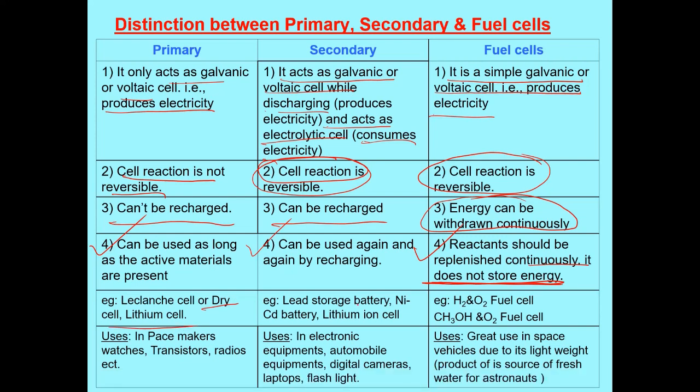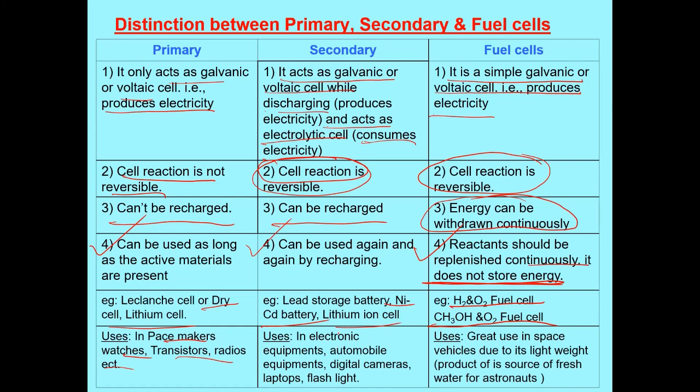Okay, so examples of primary cell can be dry cell or primary lithium cell. Examples of secondary cell can be nickel cadmium battery, secondary lithium ion cell. And as I have already mentioned, examples of fuel cells will be hydrogen oxygen fuel cell, CH3OH O2 fuel cell, like this. So basically these primary cells can be used in pacemakers, watches, transistors, radios, etc. Mostly it is a one-time usage, as long as the active materials are present, it can be used. When the active materials are finished, it has to be discarded.